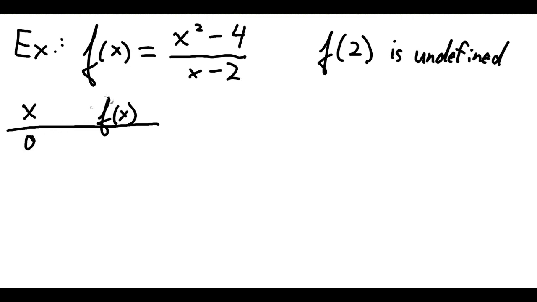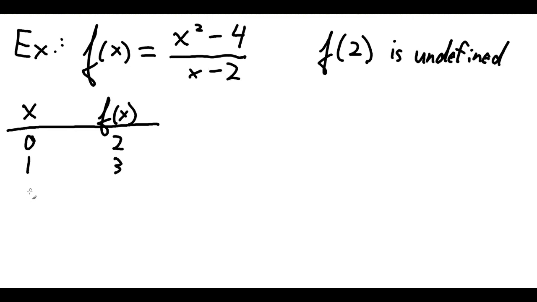So suppose x is 0. f of 0 looks like we'll have negative 4 divided by negative 2, and that is positive 2. At x is 1, we have 1 squared is 1, minus 4 is negative 3. 1 minus 2 is negative 1. Negative 3 divided by negative 1 gives us positive 3.